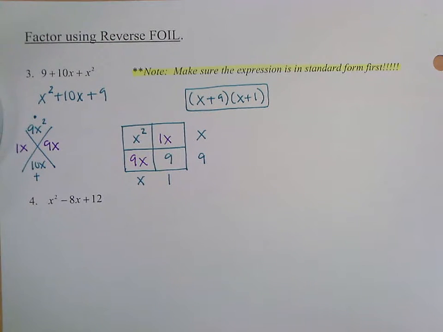Because these are the two numbers that add to 10. So it's like you're splitting the 10x into 9x plus 1x, so that you're not using the 10, but these two numbers add to 10.